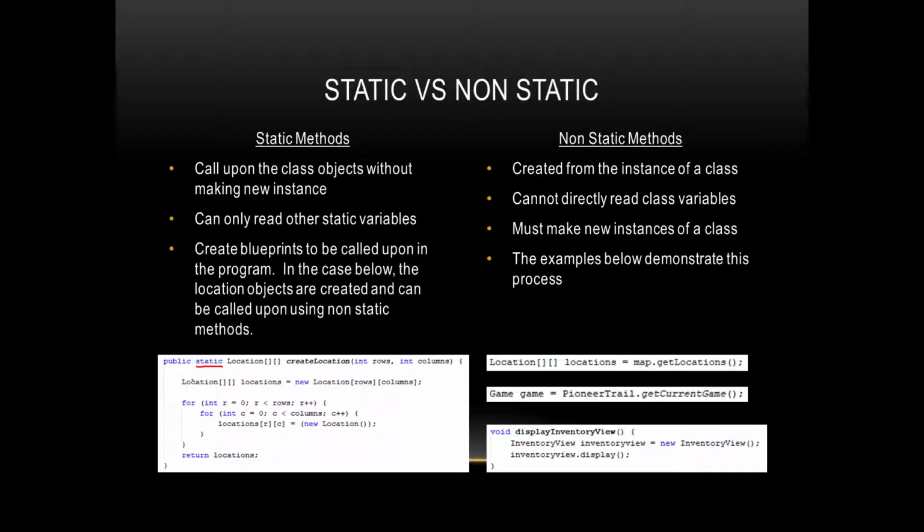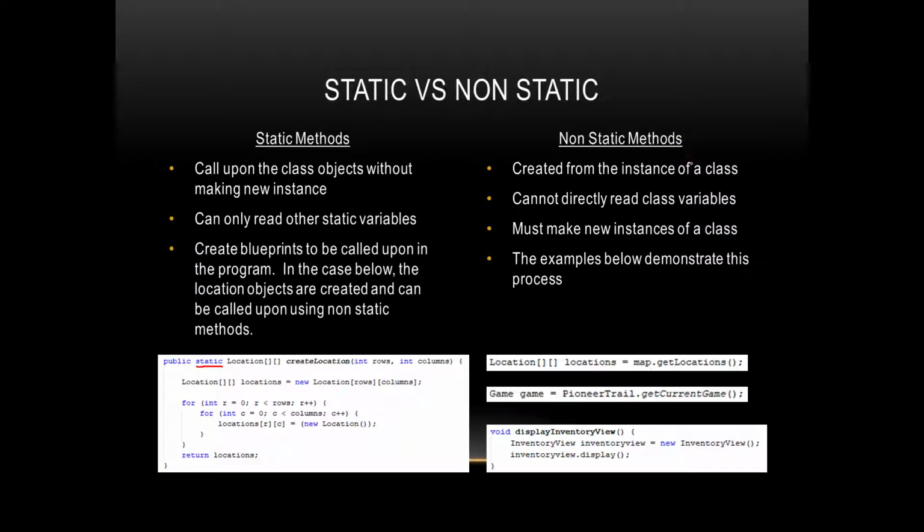So we see, obviously the most obvious thing is that it says static below it, but the other thing you might notice is that there is nothing being called upon here. We don't see, for example, over here, get locations or other things like that. You see locations equals new locations, rows, columns. So we're creating and then initializing all the values in this array, in this 2D array. So that's the first thing we notice.